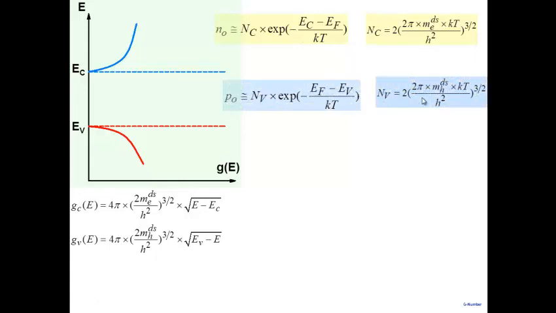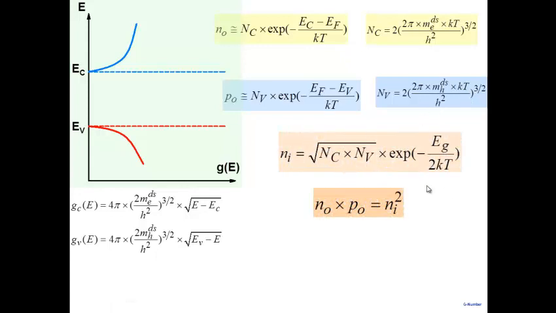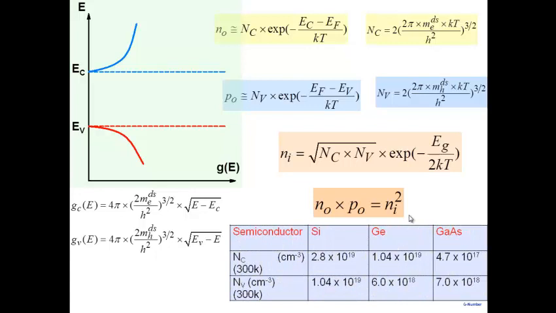So the same thing happens with holes here. P0 is equal to NV exponent EF minus EV by KT, and NV is given over here. A similar expression. This is for holes. The effective mass is for holes here, raised to the power 3 by 2. And Ni again is the same expression. So everything remains the same. Whatever the density of states here, Ni is the same expression. N0 P0 is Ni squared. Everything remains the same.